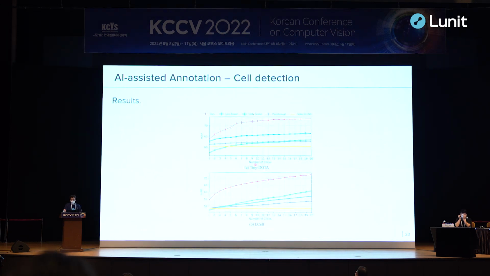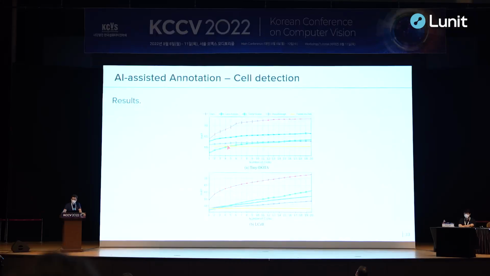So on the x-axis, we can see the number of clicks of the annotators. This means the number of hints that they provide. On the y-axis, we can see the performance of the network. And the yellow one is the baseline, Faster RCNN, without any hints. And the red graph is the proposed method.